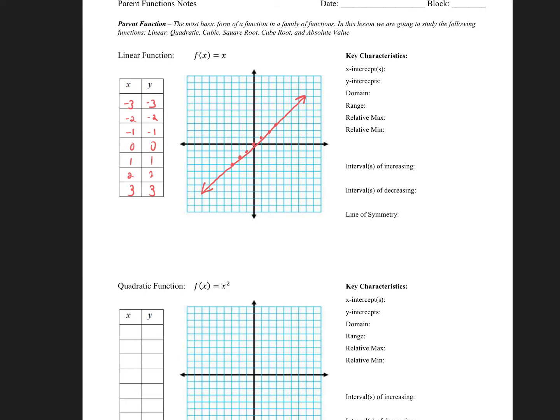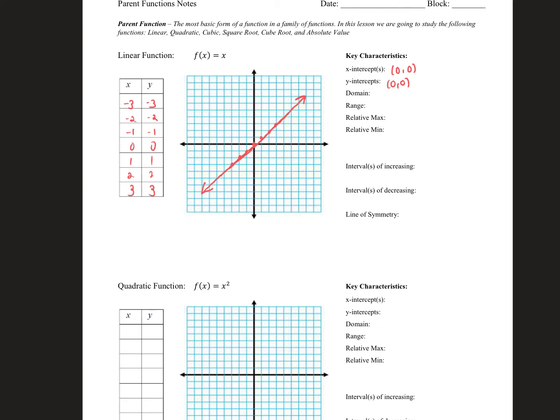Now, we need to look at some key characteristics. First off, what's the x-intercept? That's where the graph crosses the x-axis, which is at 0. So when you write the x-intercept, guys, make sure you're writing it as an ordered pair. So x is 0, y is 0. Y-intercept is where the graph crosses the y-axis. Well, again, that's at 0, 0.